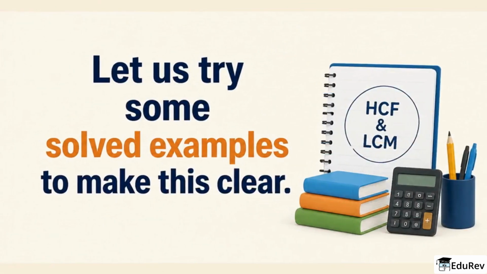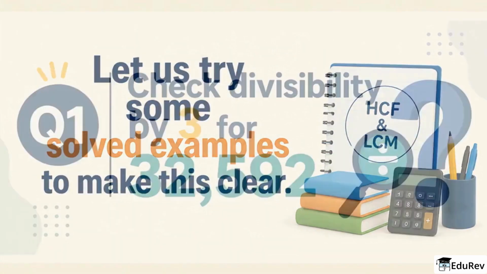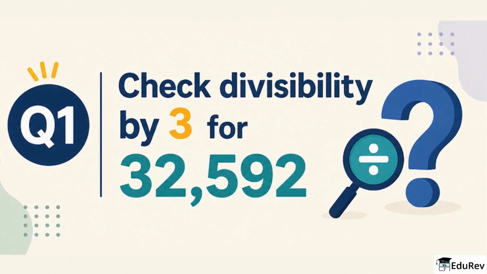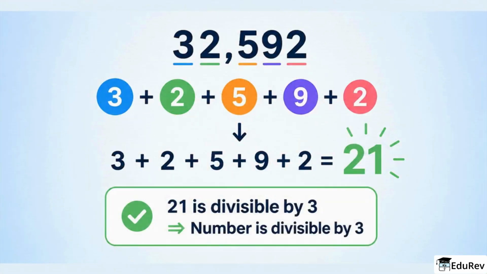Let us try some solved examples to make this clear. Question number 1 asks about divisibility by 3 for the number 32,592. Add the digits: 3 plus 2 plus 5 plus 9 plus 2 equals 21. And 21 is divisible by 3. So the number is divisible by 3.